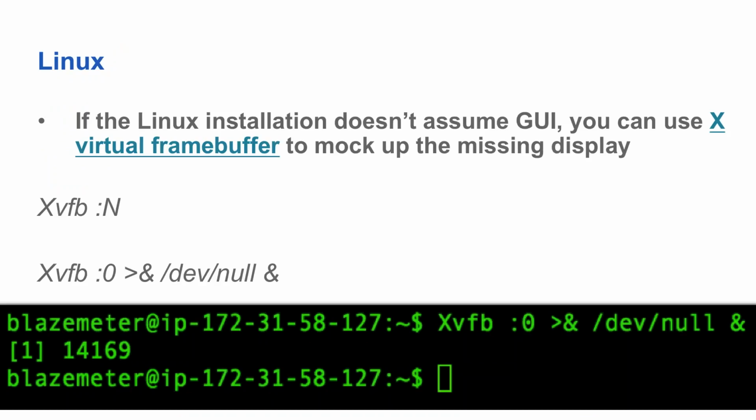If the Linux installation doesn't assume the graphic user interface, you can use something called xvirtual frame buffer to mock up the missing display. Just to give you a little bit more information, xvirtual frame buffer is a display server implementing the X11 display server protocol. In contrast to other display servers, XVFB performs all graphical operations in memory without showing any screen output. From the point of view of the client, it acts exactly like any other X display server, serving requests and sending events and errors as appropriate.